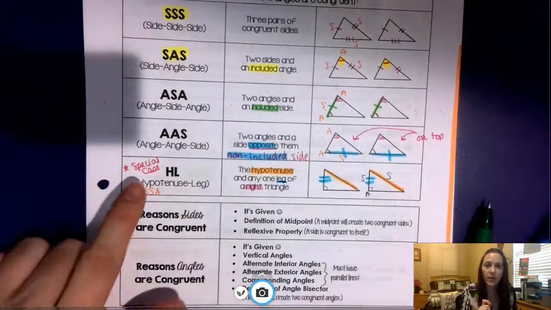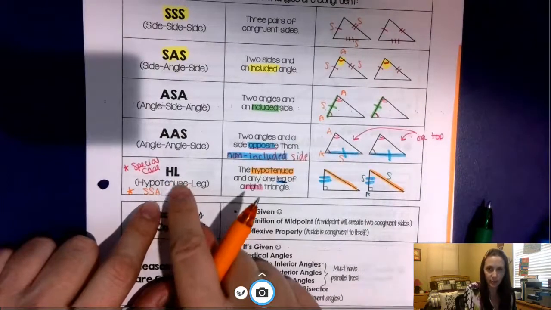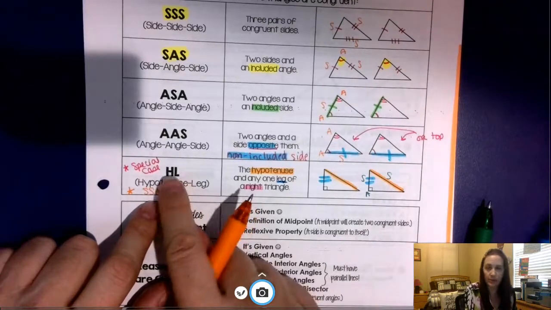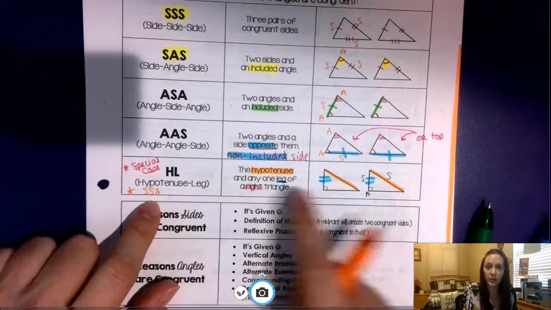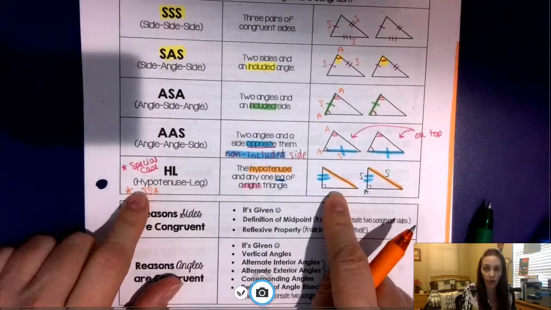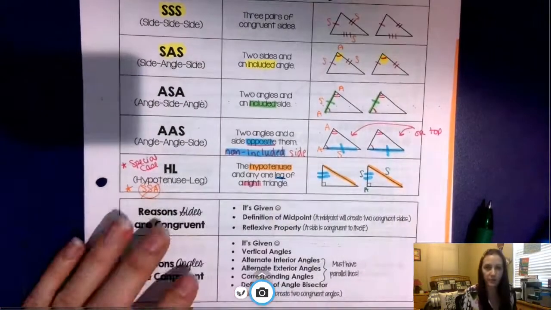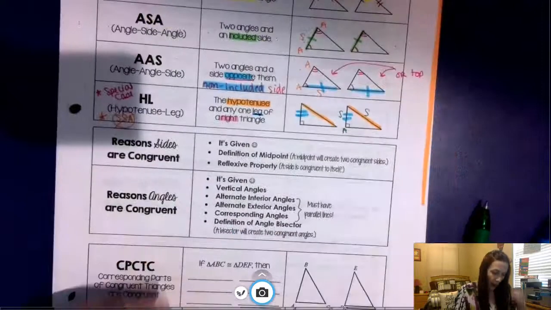Okay, so the bad word does not work ever unless it's a right triangle. The only time it works is when it's an HL. So it has to be a right triangle for side-side angle to work, and then we don't call it the bad word, okay? We call it HL. So keep that in mind.